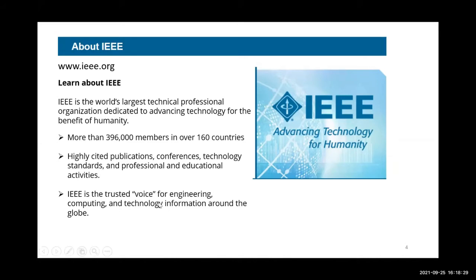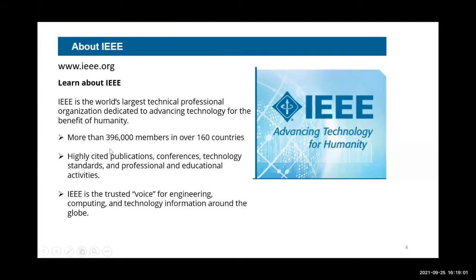Now, as you see in this slide, IEEE at the moment is the world's largest technical professional organization, and it is dedicated to advancing technology for the benefit of humanity. So you see the logo of IEEE here, advancing technology for humanity. For all the members, that is the goal. So we strive to perfect the technologies and the know-how for the benefit of humanity as a whole, right?